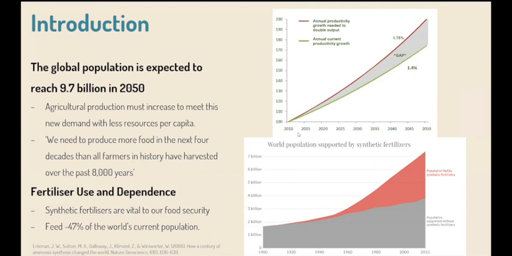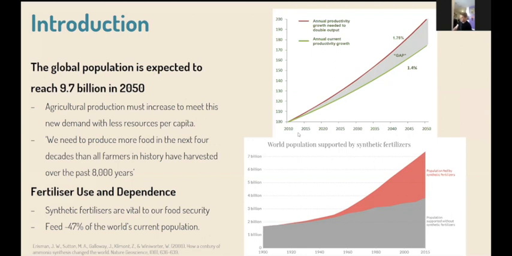The way we currently feed most people is through our dependence and use of synthetic fertilizers. So they're absolutely vital for our food security. They allow us to grow more, they allow the yields to be larger, they allow us to grow quicker. They're just pretty fantastic. You can see on this graph on the bottom, the grey portion is what the human population would look like with the food we could grow if we didn't have synthetic fertilizers. And then you can see in red the massive difference they make, allowing more people to live on Earth. Roughly 47% of the world's population is currently fed because we have these synthetic fertilizers.